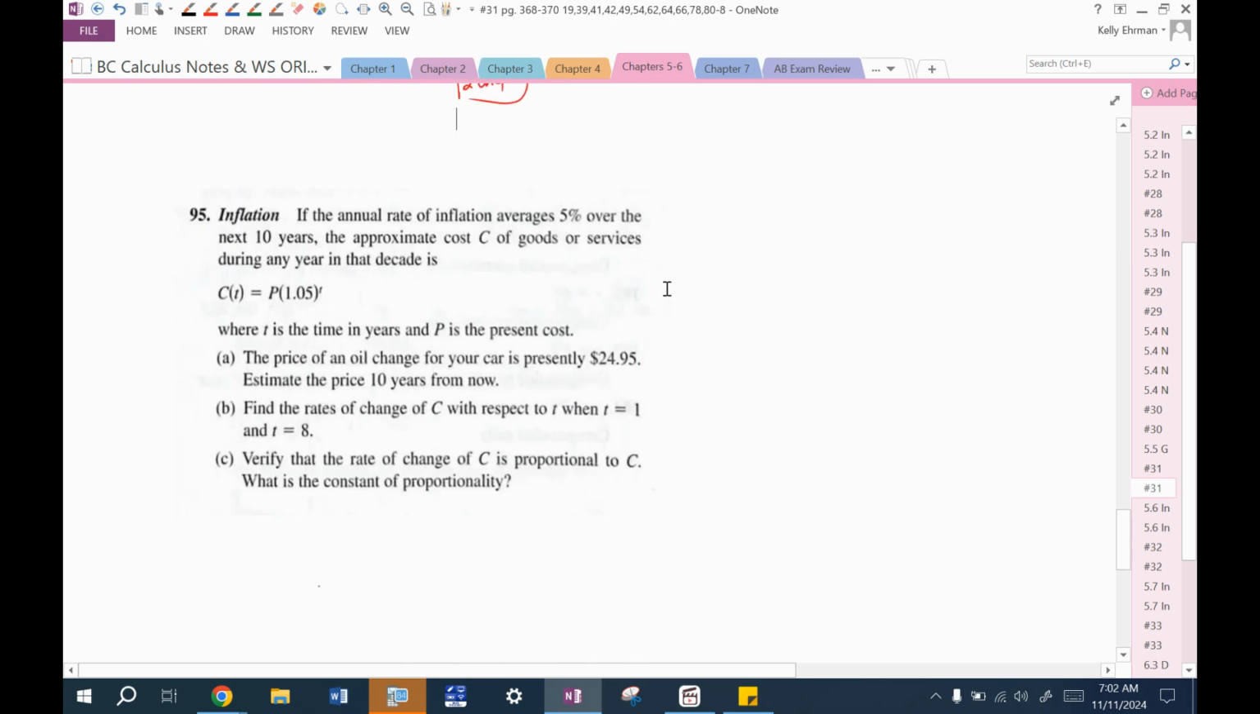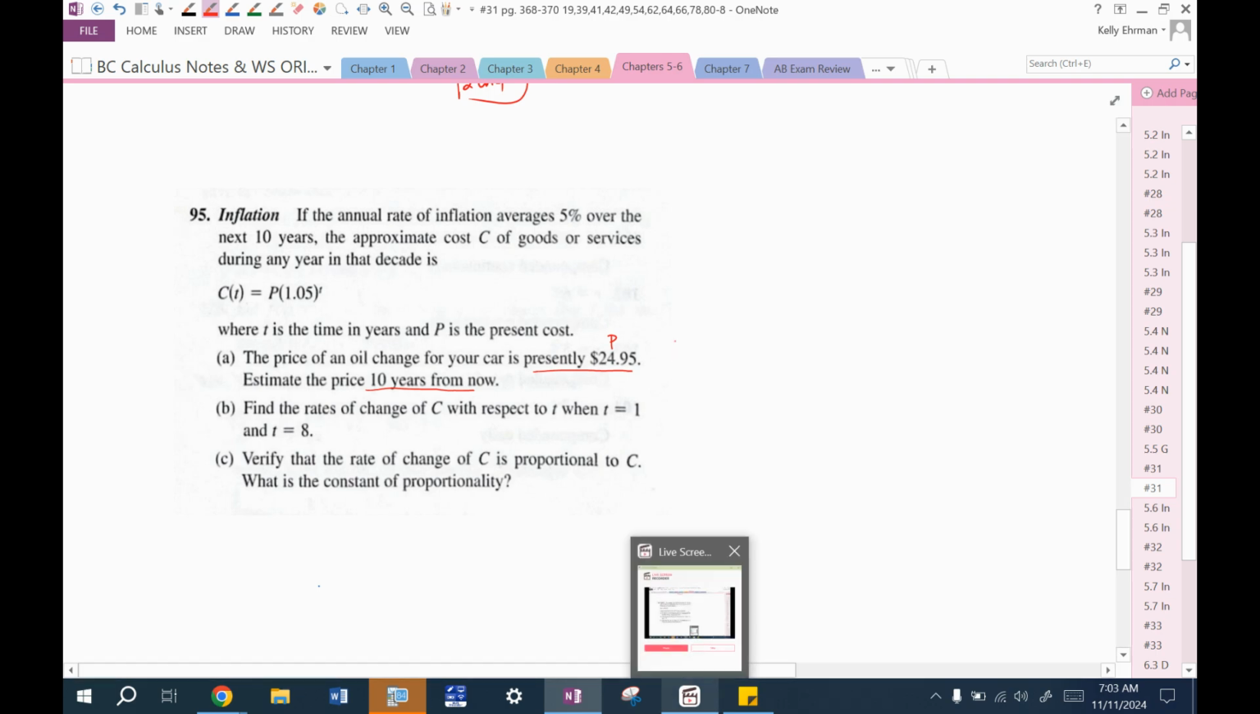For this problem, we've got an application here. If the annual rate of inflation averages 5% over the next 10 years, the approximate cost of goods or services during any year in that decade is P times 1.05 to the T power, where T is in years, and P is the present cost. So the price of an oil change for your car is presently, there's P, 24.95. Estimate the price 10 years from now. So this is if inflation is 5%.